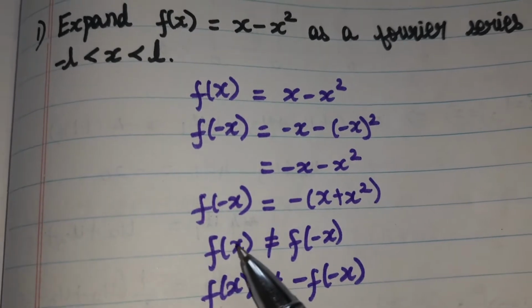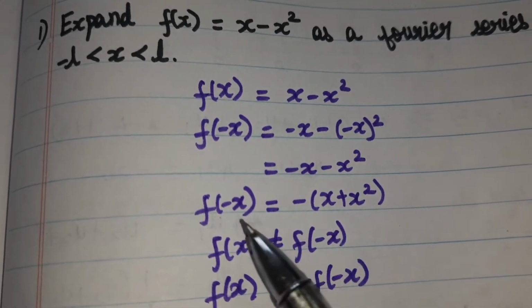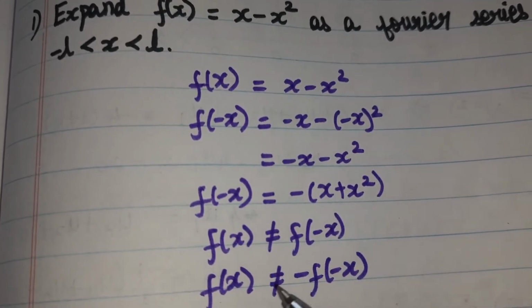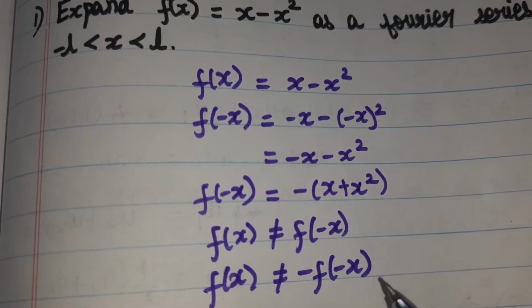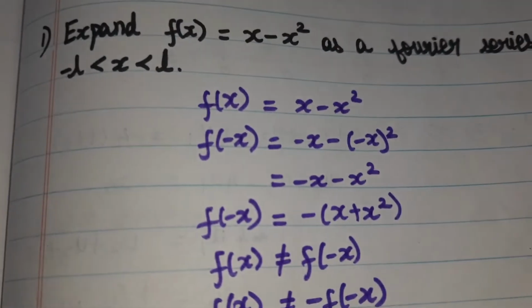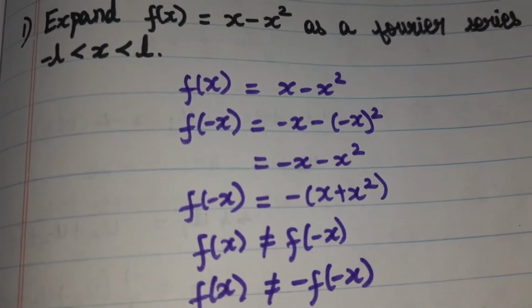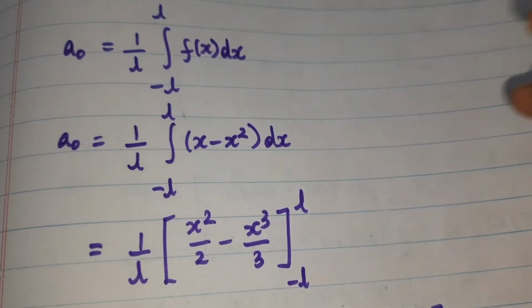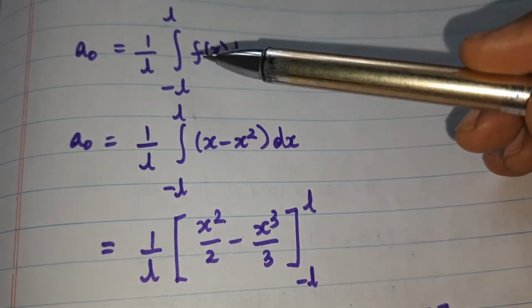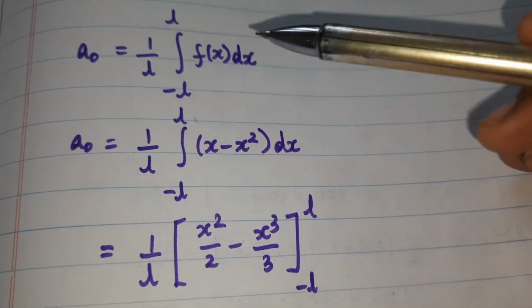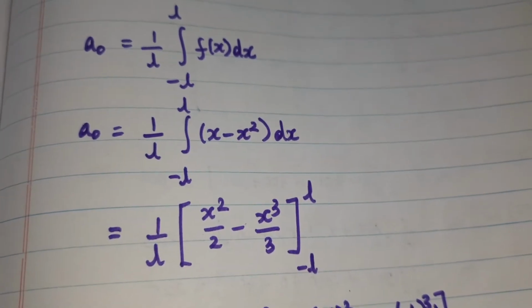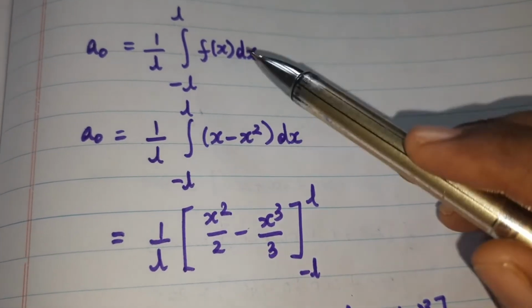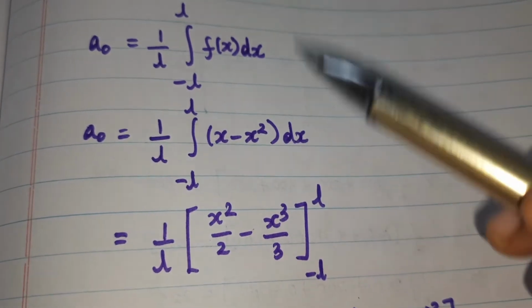Here f of x is not equal to f of minus x, and also f of x is not equal to minus of f of minus x. Therefore, it is neither even nor odd function. Therefore, a0 is equal to 1 by L into integral of minus L to L f of x into dx. Substitute f of x equal to x minus x square.